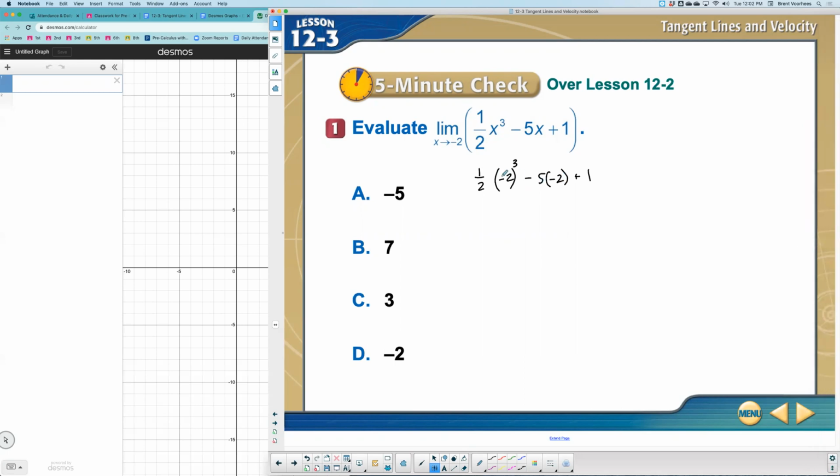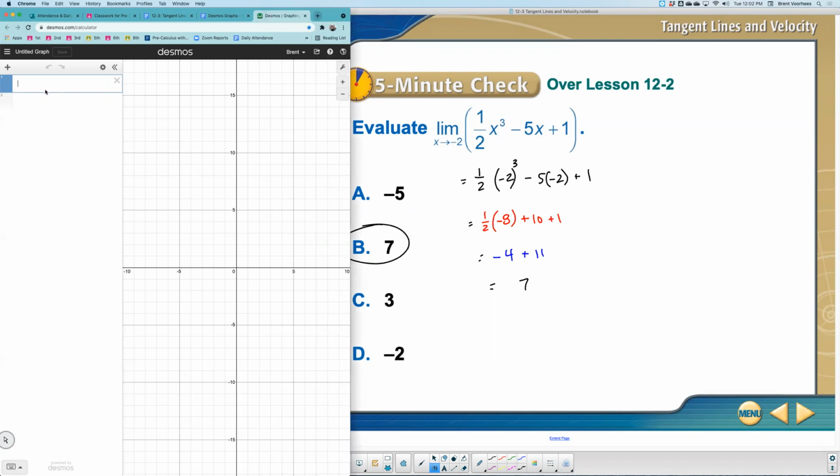In this particular case, (-2) cubed means -2 times -2 times -2. Three -2s, when you're multiplying, will end up being -8. So we have 1/2 times -8. -5 times -2 will equal +10, plus 1 more. And 1/2 of -8 is -4. So -4, and then 10 plus 1 is 11. So -4 plus 11 will end up equaling 7. So that's using direct substitution right there. We get this value 7.